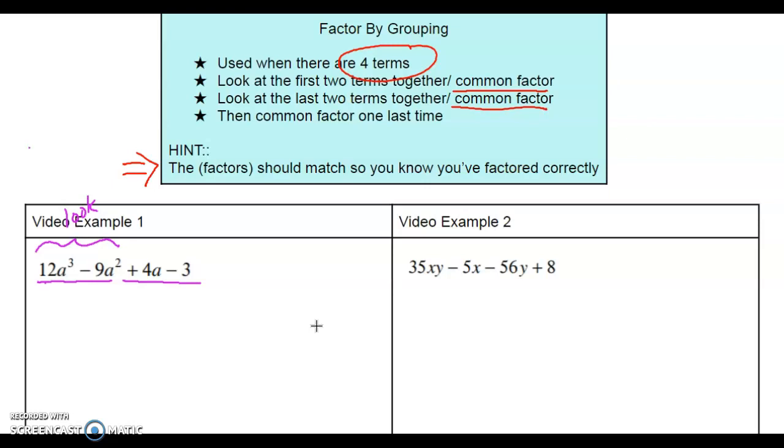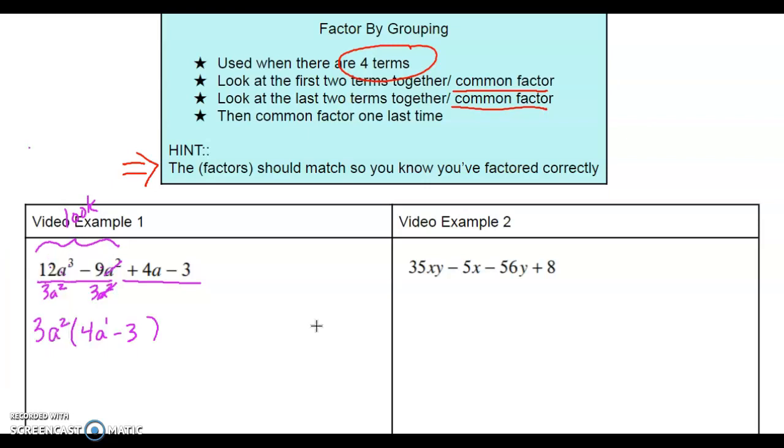So 12 and 9, they both can divide by 3. And remember, you look for the smallest letter. So I want a squared. So that's what we're going to take out of both of them by dividing. So 12 divided by 3 is 4. And take 2 out of those 3 a's. So I'm left with 1. Negative 9 divided by 3 is negative 3, and take both of those a's out. Okay?